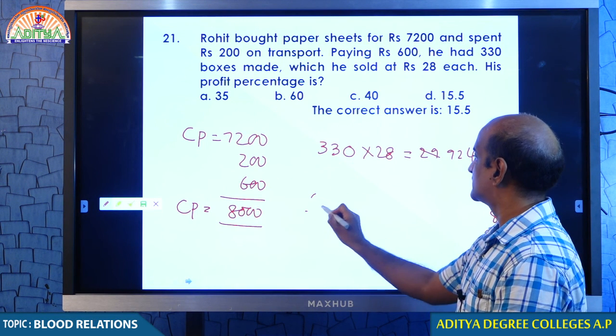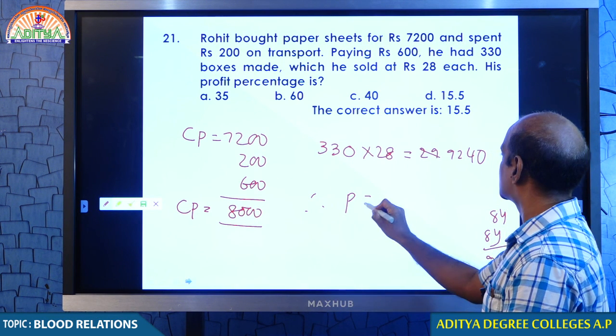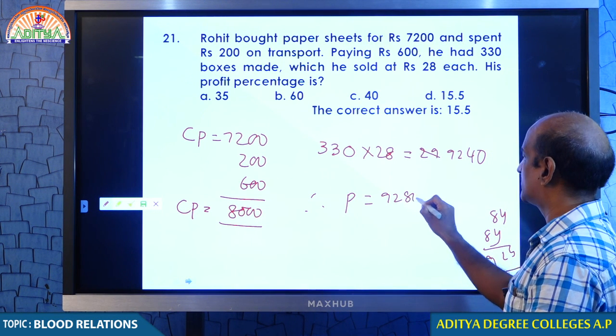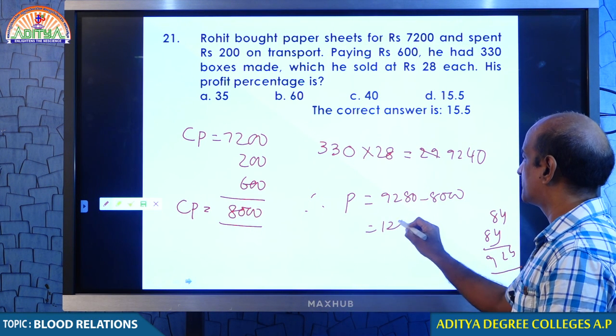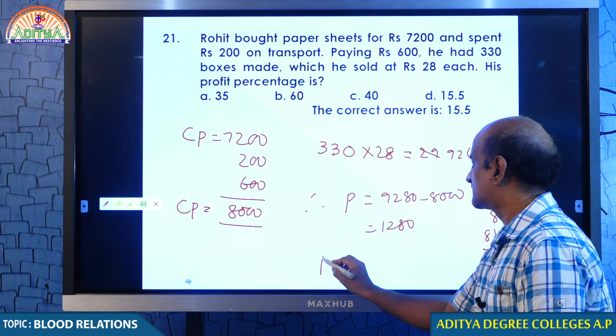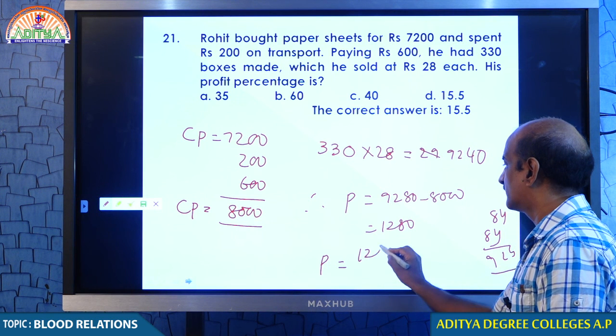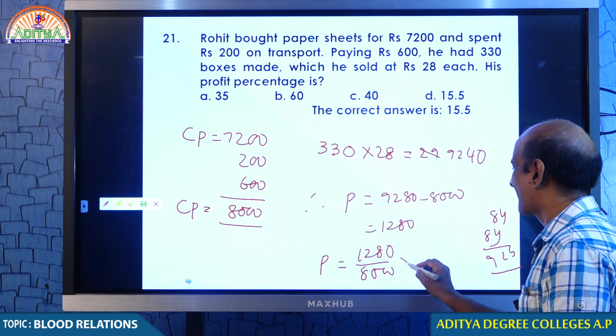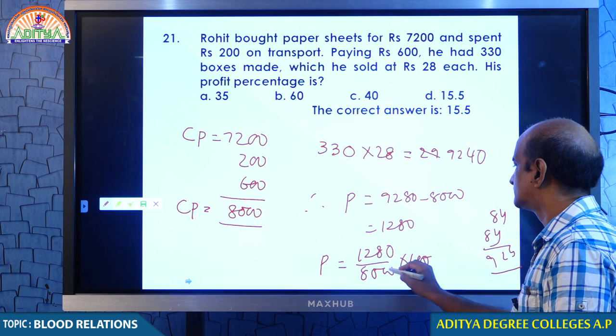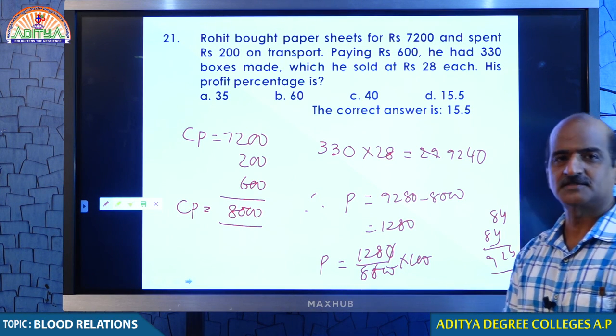Hence, the profit is given by selling price minus cost price. So, that comes around 1280. So, profit percent is equal to profit by CP into 100. You will be getting your answer.